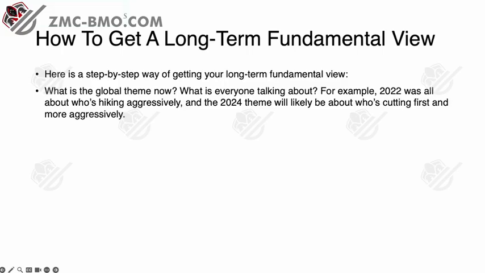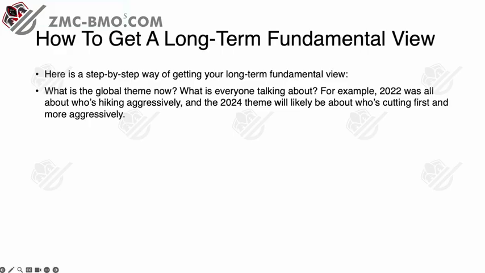But for now, think about what is the global theme. So what is everyone talking about? Based on the news, based on how the market's reacting, so the reaction function, I have made a video on that. Based on what the analysts in the docs are saying, that's what the theme is. For example, 2022 was all about who is hiking aggressively. And that 2022 theme did bleed through into 2023 as well. But the 2024 theme is now likely to be who's cutting first and more aggressively.